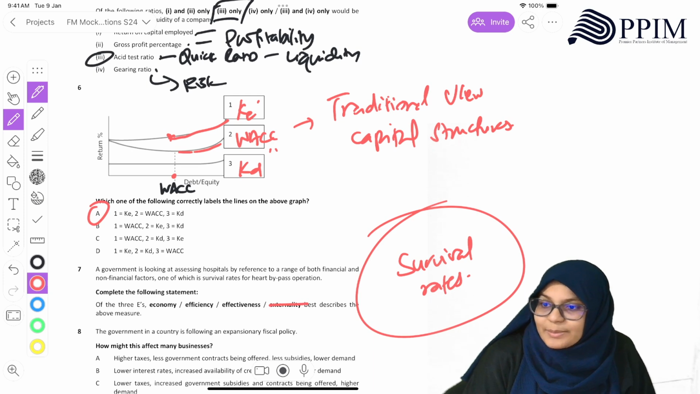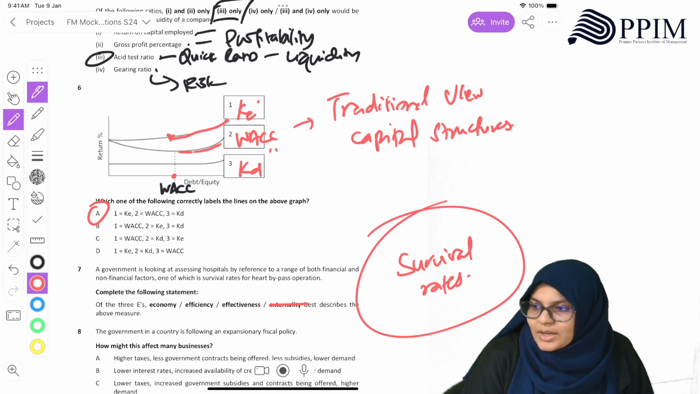Economy is to do with minimizing your cost. Okay, now survival and cost is 2 different things, right? So definitely not economy. Efficiency is making the maximum out of the input that you're putting. So for example, if you have a doctor, he is coming for 10 hours, make sure that you get the maximum out of that 10 hours. That is efficiency. So that is also not necessarily what survival rates is about.